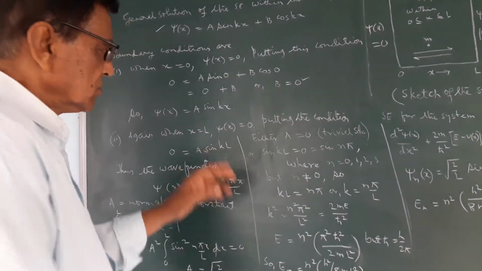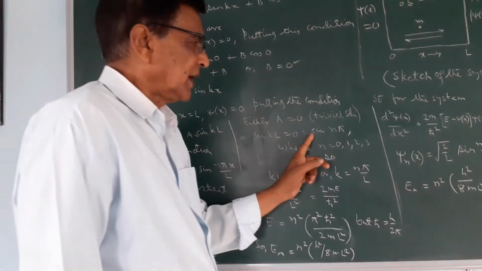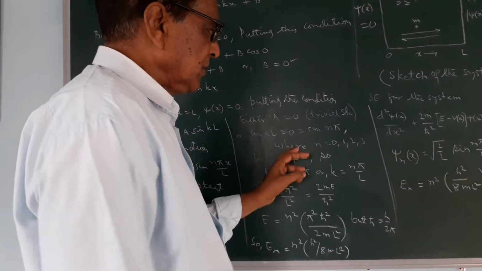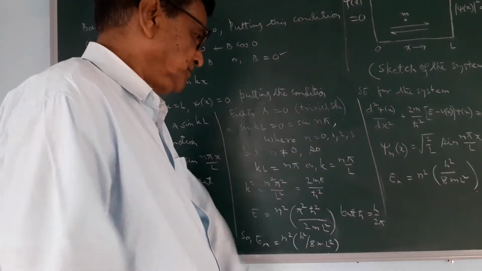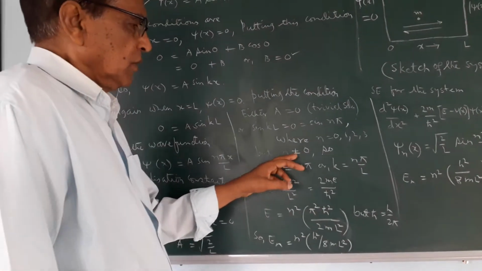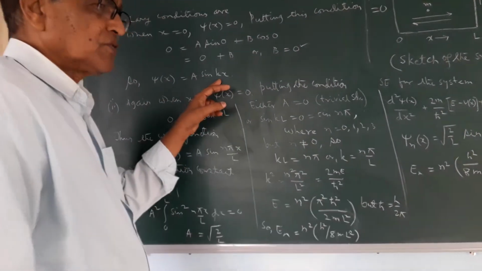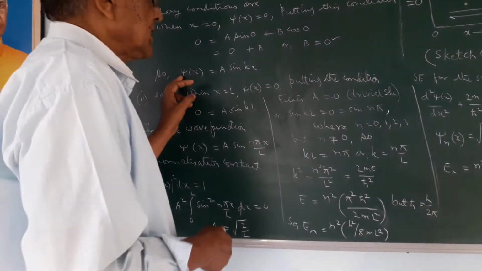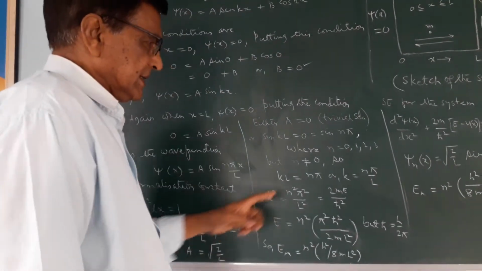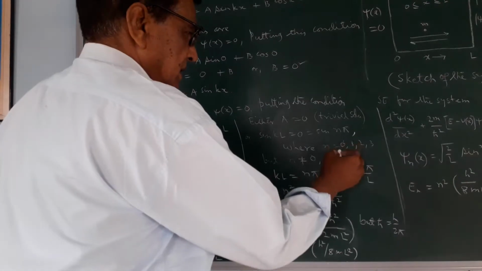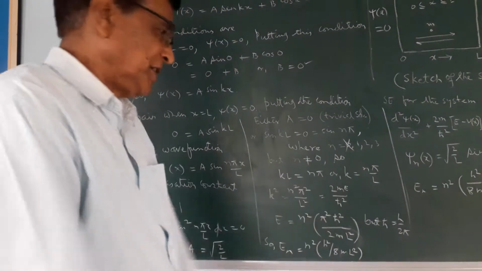So another possibility, sin kL equal to 0 and equal to sin n pi, where n equal to 0, 1, 2, 3, 4, any positive integer including 0. But n again must not be 0. If n equal to 0, then again this condition should arise, psi x equal to 0 within this box, and so this 0 value is cancelled. Thus n equal to 1, 2, 3, 4, any positive integer.